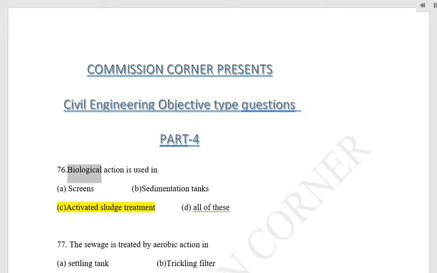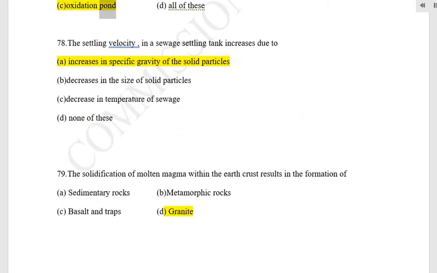76. Biological action is used in A. Screens, B. Sedimentation tanks, C. Activated sludge treatment, D. All of these. 77. The sewage is treated by aerobic action in A. Settling tank, B. Trickling filter, C. Oxidation pond, D. All of these.